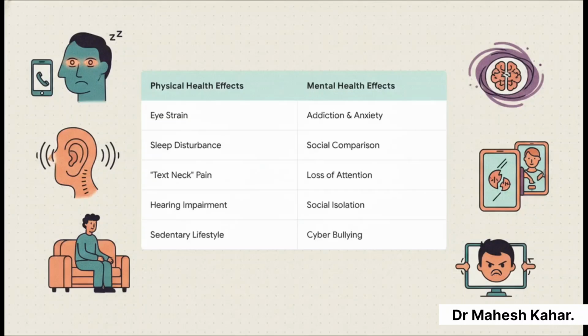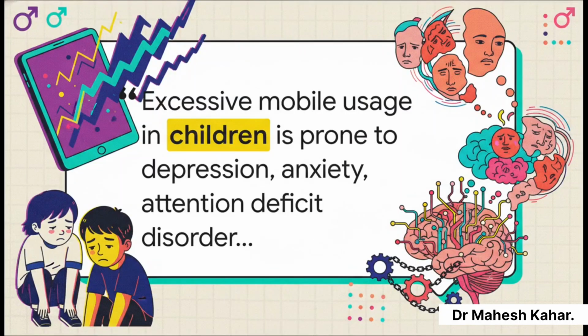The textbook even coins its own term for a phone obsession. Get this, mobile phonic disorder. And as you can see from this table, the impact of too much phone use is just huge. It ranges from physical problems like text neck, all the way to serious mental health struggles like anxiety and social isolation. And to really hammer home how serious this is, the source gives this pretty stark warning. It says, quote, "Excessive mobile usage in children is prone to depression, anxiety, attention deficit disorder, autism, bipolar disorder, and psychosis." Wow, that really highlights the potential dangers we're dealing with today.